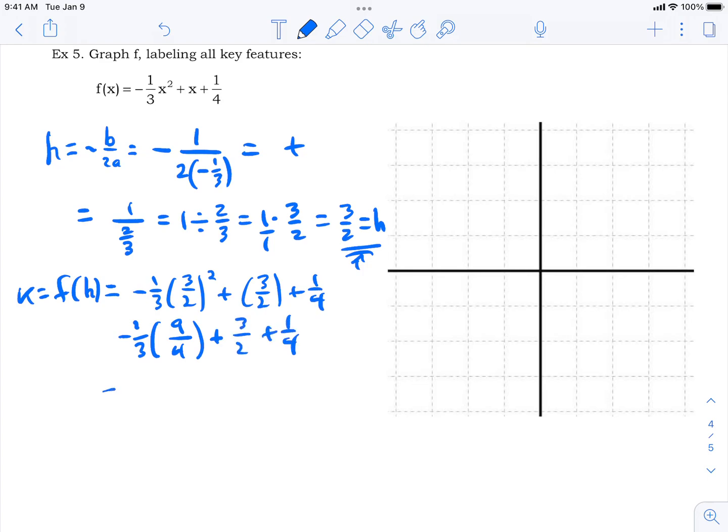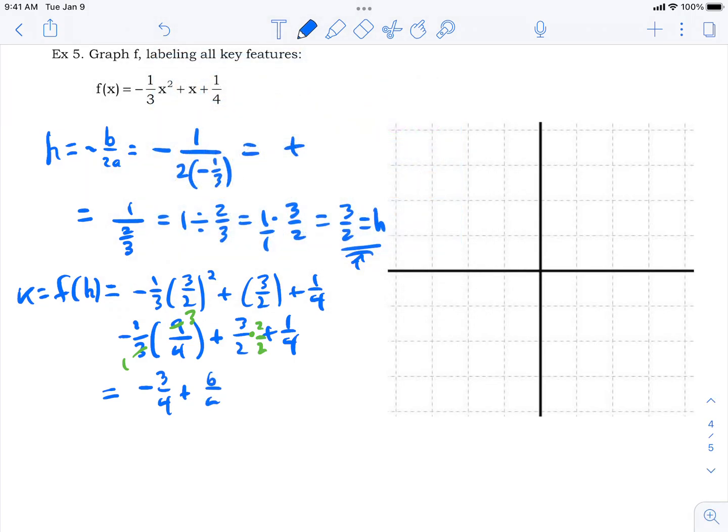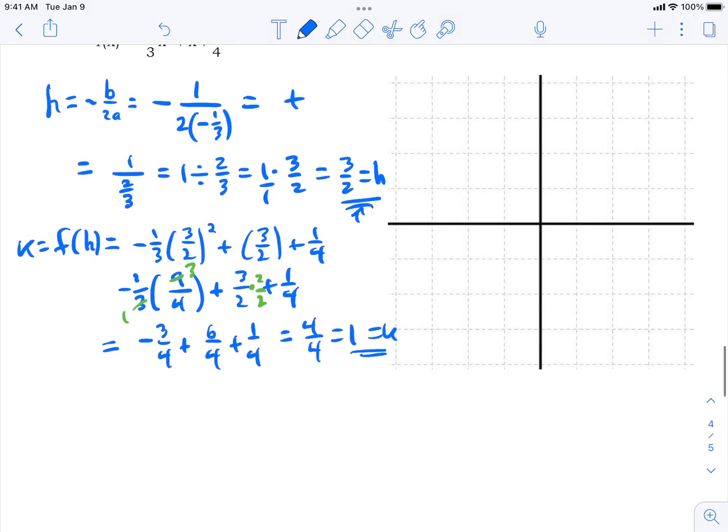Equals what? Okay, now I'm going to cancel. 3 goes into 9 3 times. So I've got a negative 3/4 here. Now this I should write in terms of fourths also, so I'm going to multiply top and bottom by 2 to make that into a 6/4. And then I've got this other 1/4. So this comes out to negative 3 plus 6 is 3, plus 1. This comes out to 4/4, which by the way is 1. And that's my k. Cool, we just figured out where the vertex is.